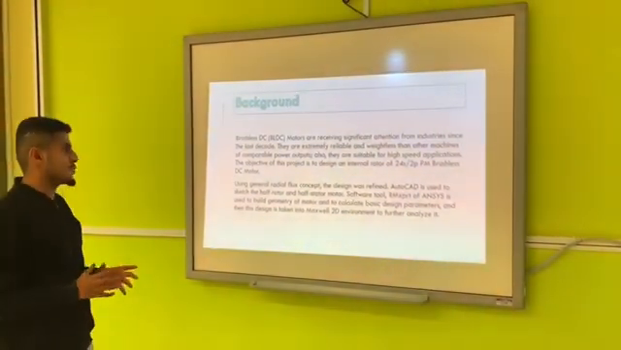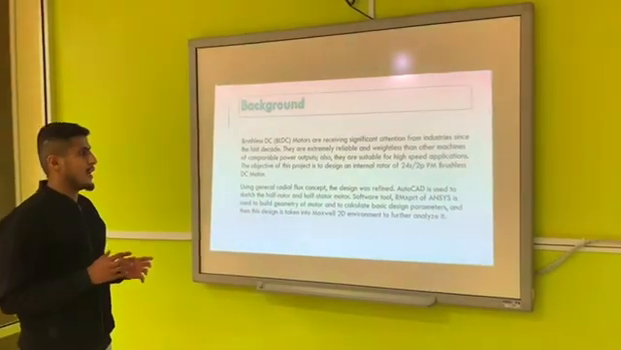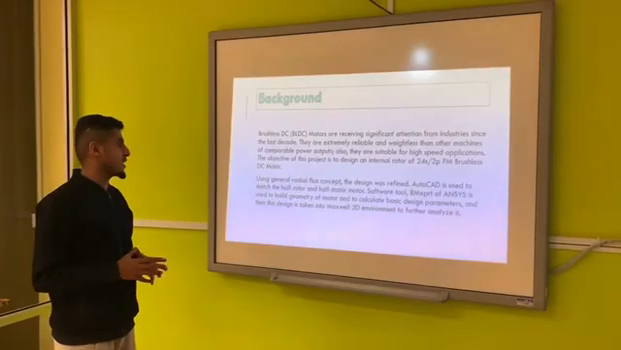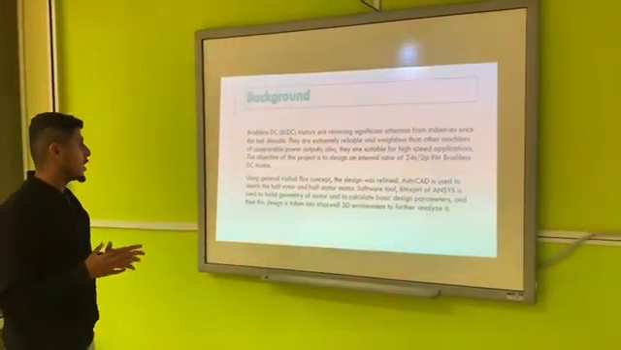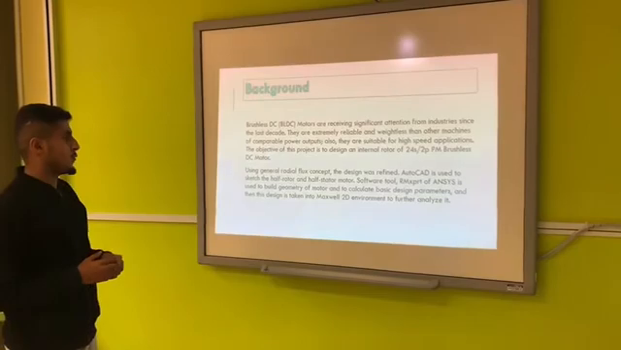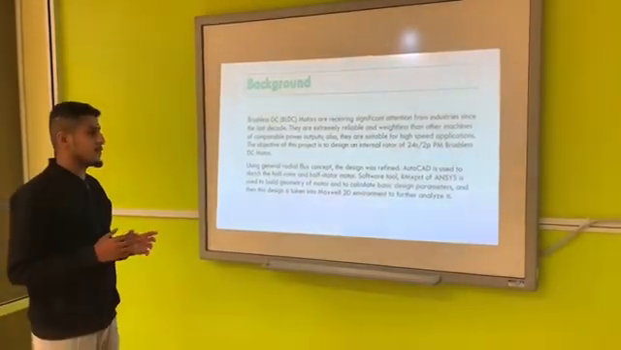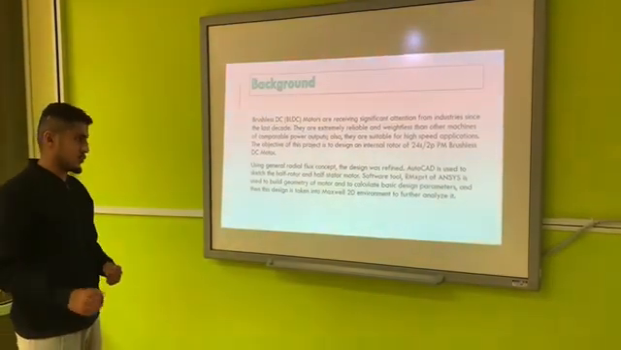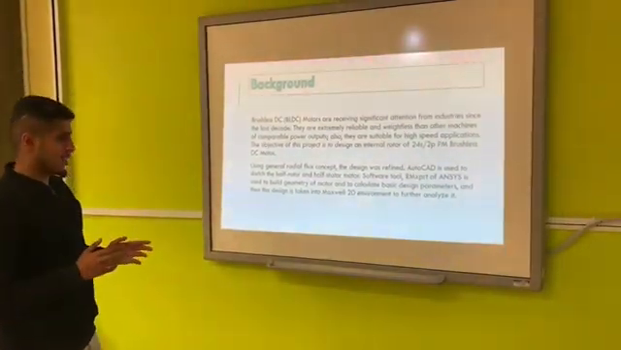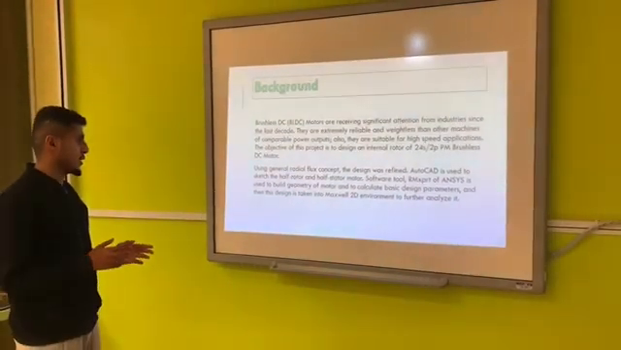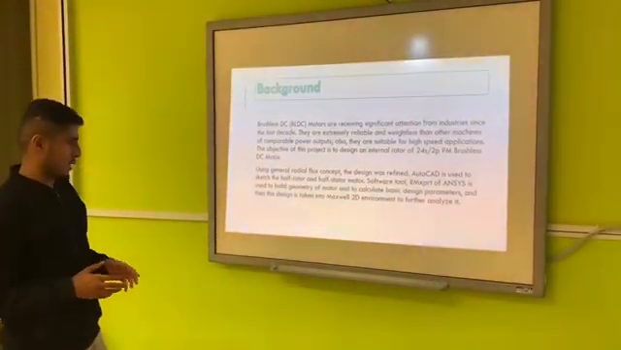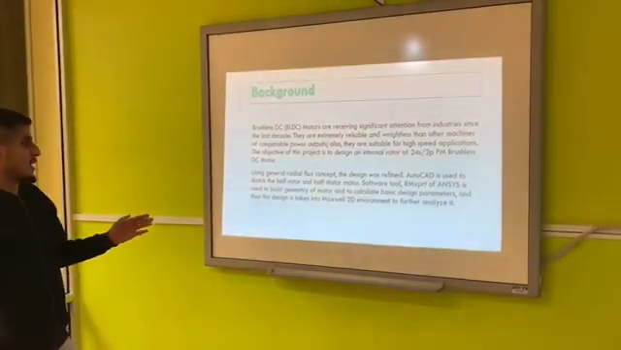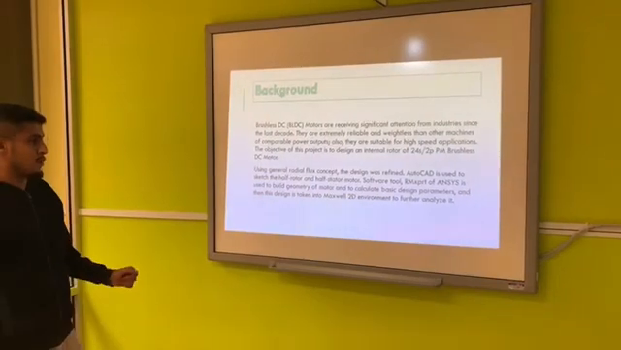The objective of this project is to design an internal rotor 24 slot and 2-pole PM brushless DC motor. Using the general radial flux concept, the design was refined. AutoCAD is used to sketch the half rotor and half stator of the motor. Analysis software is used to build the geometry of the motor and calculate basic design parameters. And then this design is taken into the Maxwell 2D environment to further analyze it.